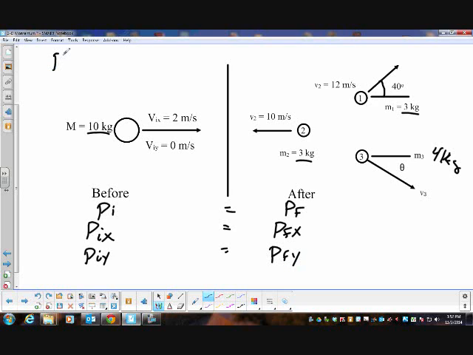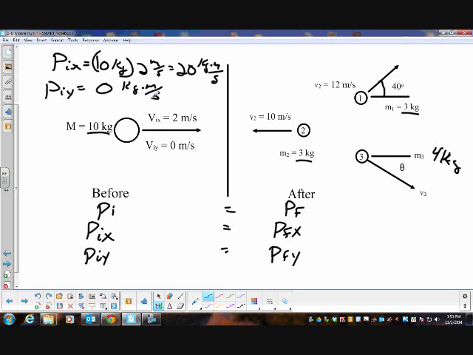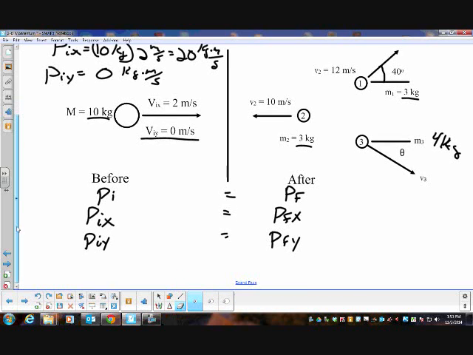What's my initial x momentum? It's just the momentum of the object, which is 10 kilograms times 2 meters per second. So we have 20 kilogram meters per second, some awesome momentum units. My momentum in the y direction initially is 0, because I have 0 velocity in the y direction. And then I'm going to break up and I'm going to take a look at all my after momentums as we go through the problem.